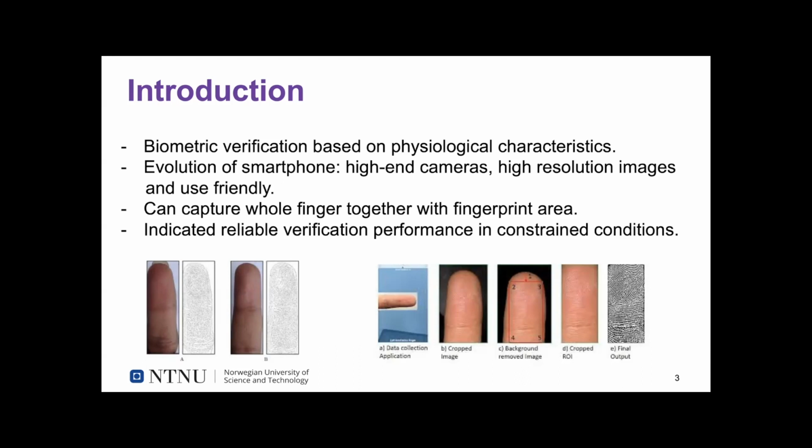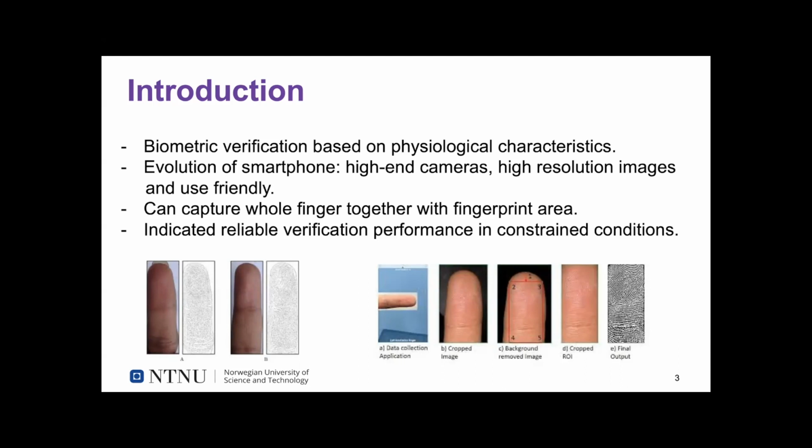For instance, in contact based sensing, the devices can only capture a small portion of the fingerprint. However, in the contactless case, one can capture not only the fingerprint region of the finger, but also additional regions that can contribute more verification information.